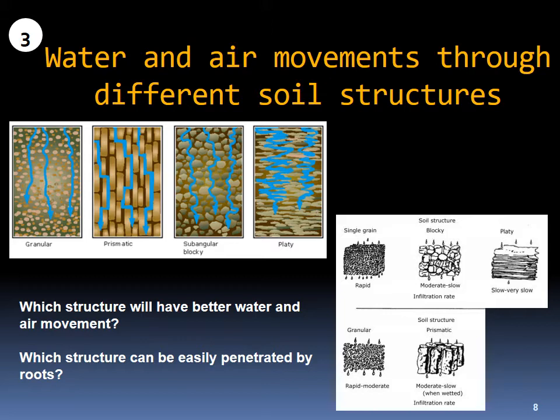And finally, you have the platy one. The platy would be slow to very slow. Why? Because the platy structure, remember, is basically clay and it comes like sheets and it is compacted. So as water tries to pass through them, they basically stop the water movement and slow it down. As you see from the picture here at the top, how the water can move in each of these differences.